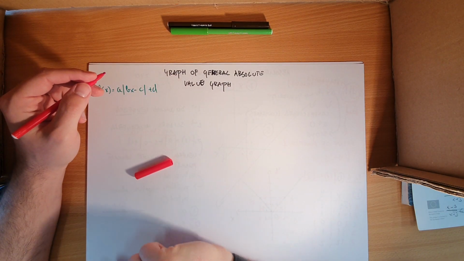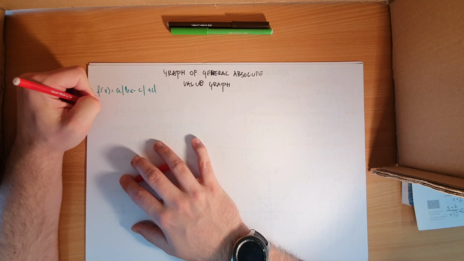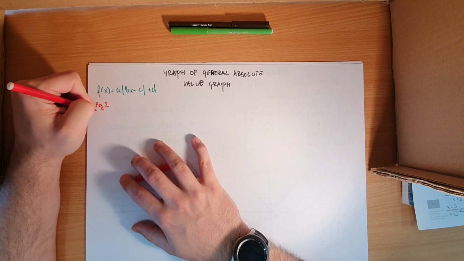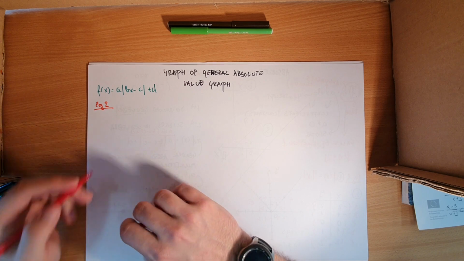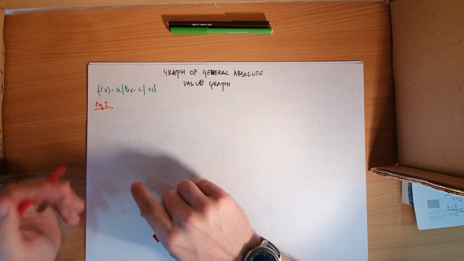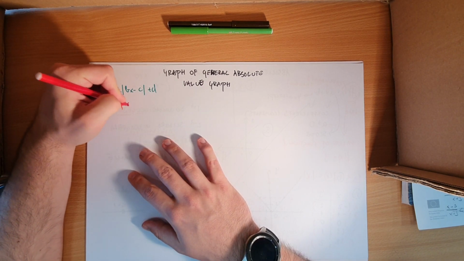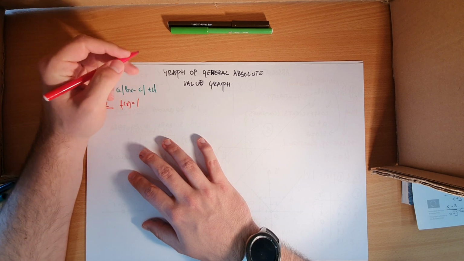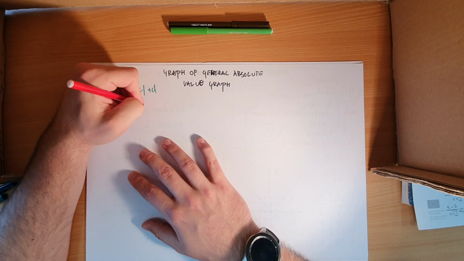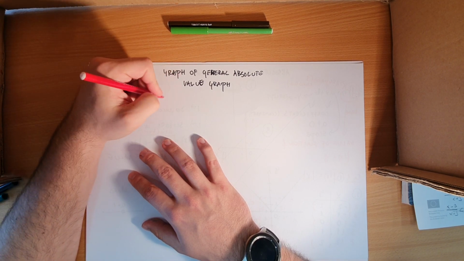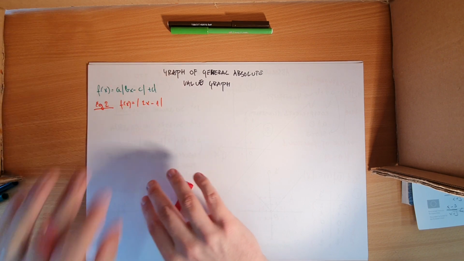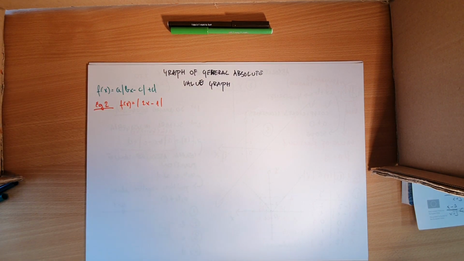I'm continuing this basically from the last time. So example 2 is going to be, let's start with a simpler function. f of x equals the absolute value of 2x minus 1. Okay, let's start with this.